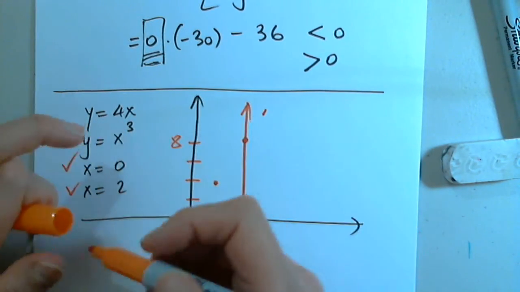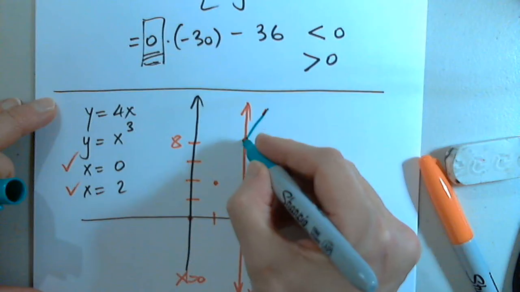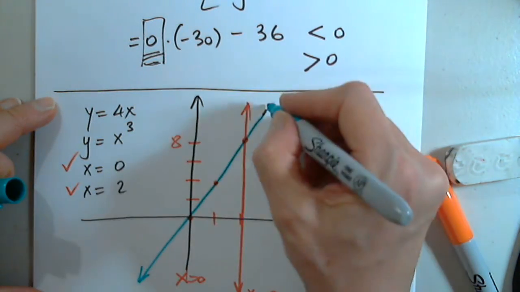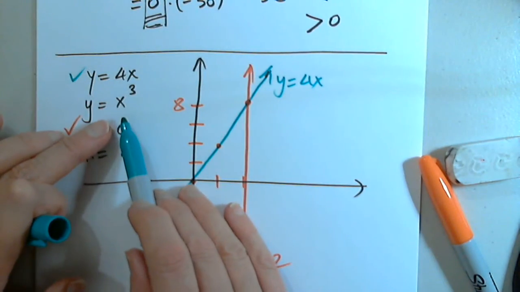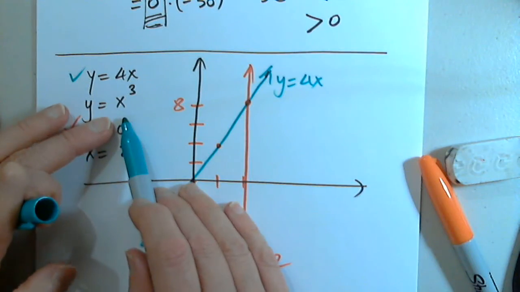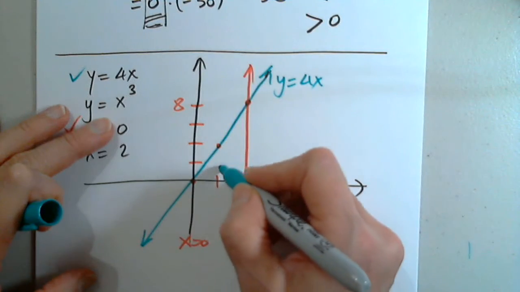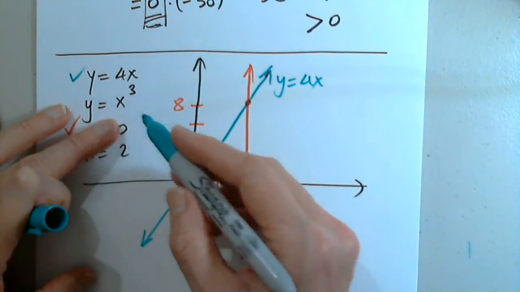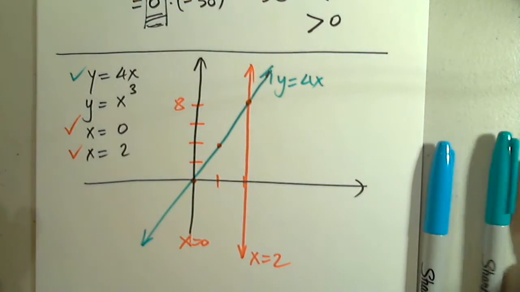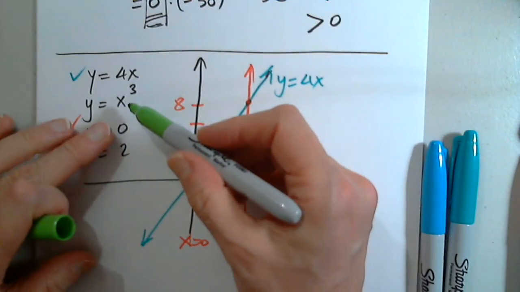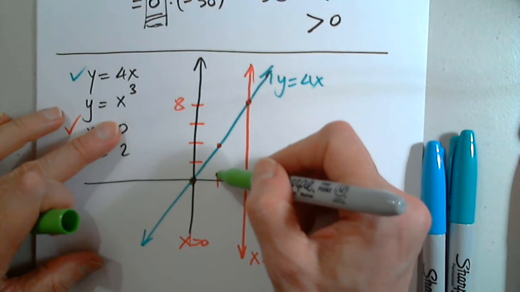So we know that this is the graph. Let me use a different color. So we know that this is the graph of y equals 4x. No question there. Now I have to be careful with this, because remember the graph of x cubed. So it's something like this. And obviously it has to pass, let me use a different color, maybe the green. Okay, so at 0 is 0. At 1 is 1. So when x is 1, y is 1.